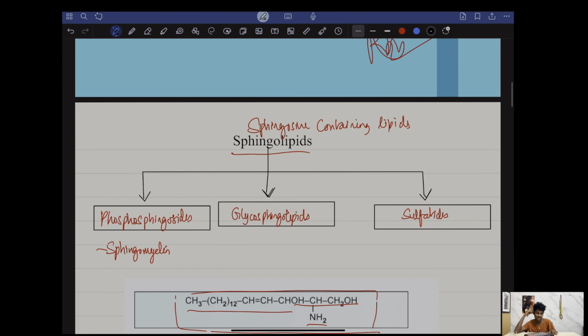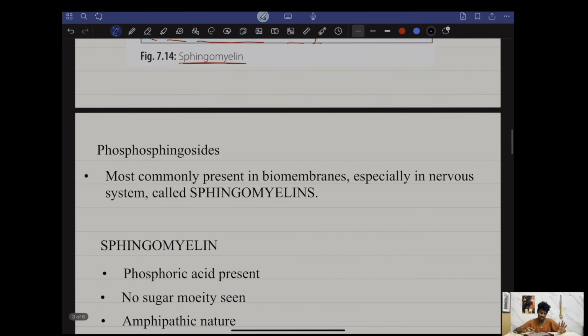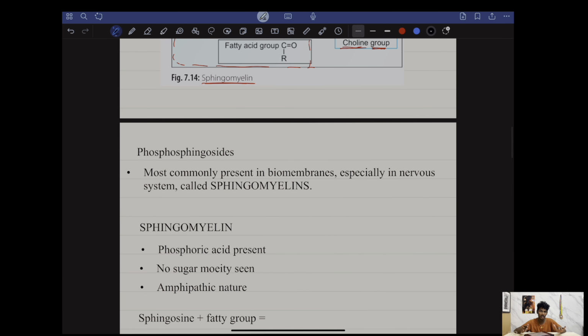Once again, let's revise the classification. Sphingolipids are classified into phosphosphingolipids, glycosphingolipids, and the sulfatides, under which we have discussed some important stuff. Let me go faster so that we can finish on time. So first of all, let us discuss the phosphosphingosides.